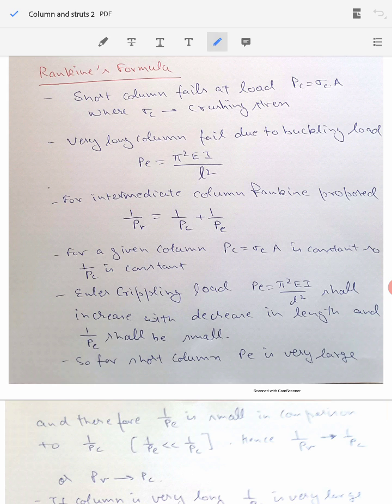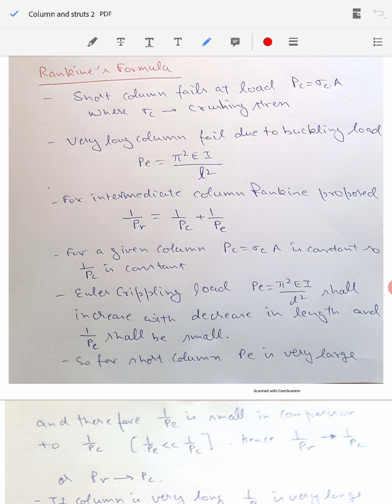So what we see here is that when a column is very short, let's say a very stout column, L by K is less than 80 definitely. It may be, let's say, L by K equal to 40, or maybe 30. Such a short column will never buckle actually. It will basically fail because of the crushing or compressive stresses.